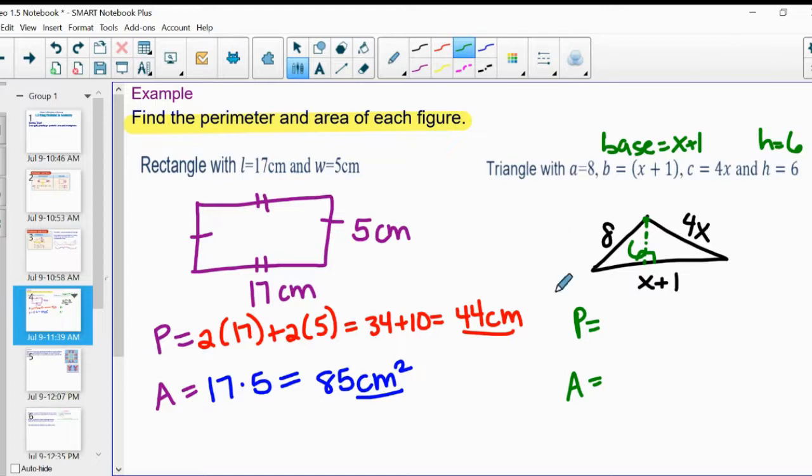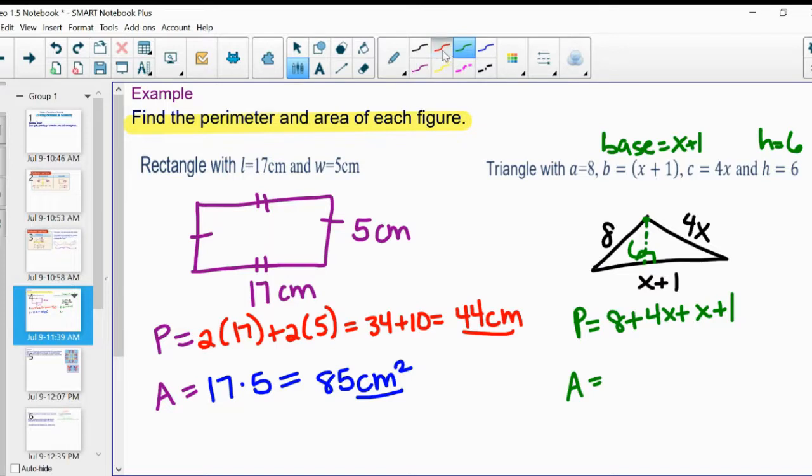All right, so the perimeter. A plus B plus C. So add up your three sides: 8 plus 4x plus x plus 1. Now, because we're dealing with variables, we're actually not going to get a number answer. We're going to have x in there.